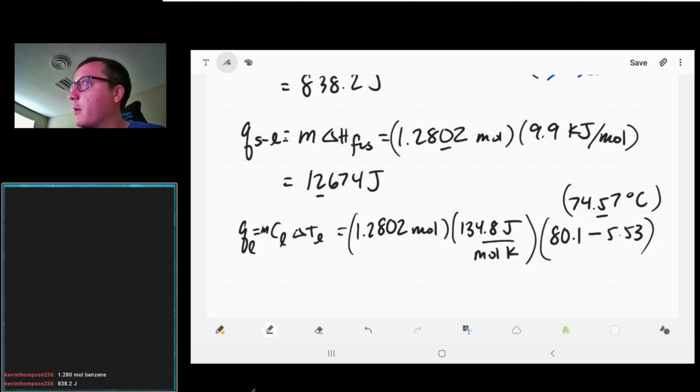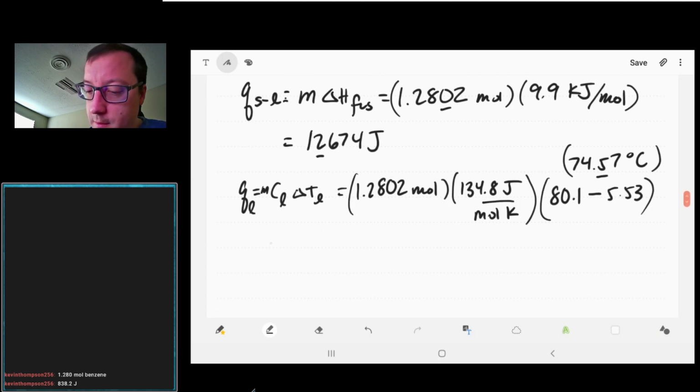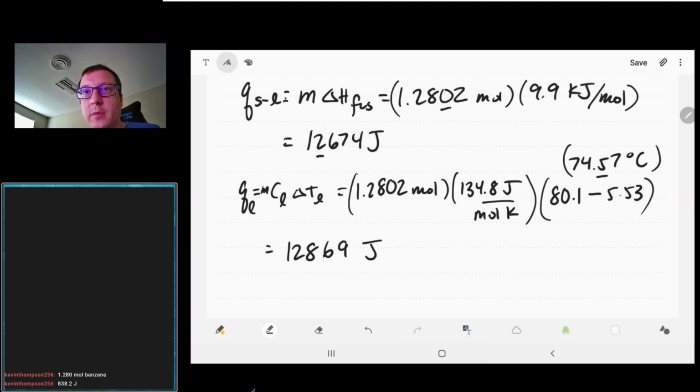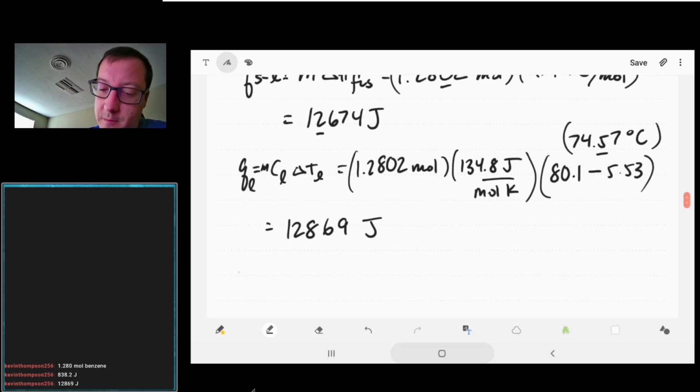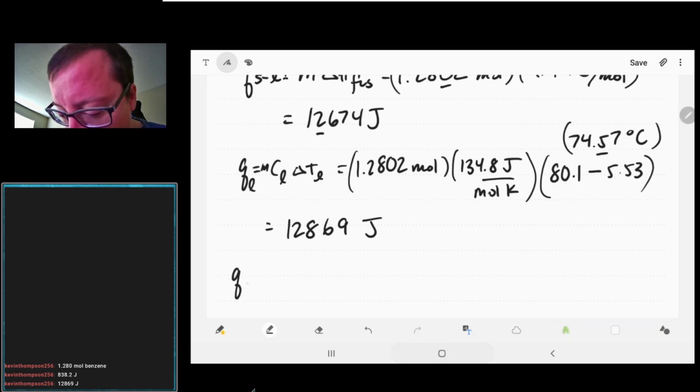We can do the math. 1.2802 times 134.8. This one we get 12,869 joules. Again, all of our units should cancel out except for the joules. This is nice and tedious, isn't it? We get to do so many of these fun things. So the only kind of stuff that's new here is putting it together, I guess. This is really much the same as other stuff we've done.